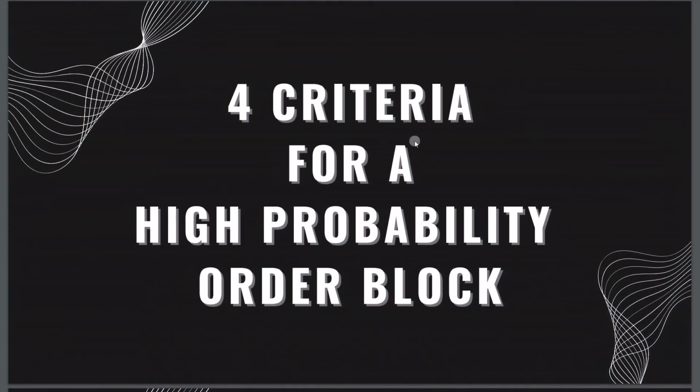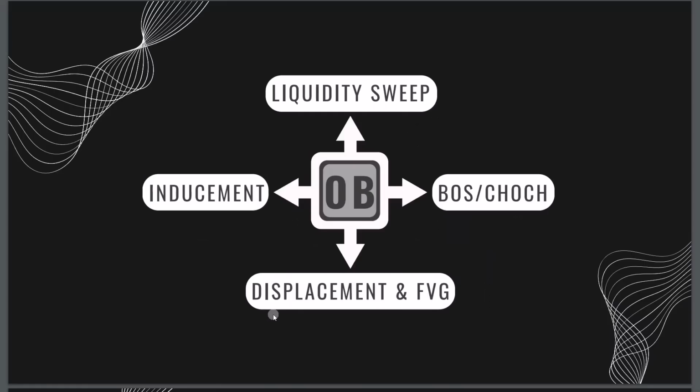Now, what are the 4 criteria for a high probability order block? Those are the 4 main criteria for every valid or every high probability order block. It should have a liquidity sweep, and we all know at this point what a liquidity sweep is. We all know what is a breakout structure or change of character, and this depends. Breakout structure applies when we are going in a continuation trade. Change of character applies when we are in a reversal trade.